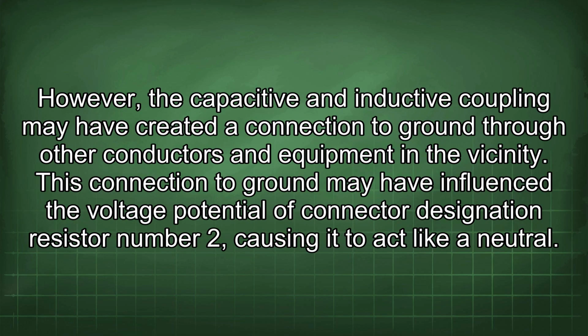When connector designation resistor number 2 was disconnected, it was no longer directly connected to the grounding system. However, the capacitive and inductive coupling may have created a connection to ground through other conductors and equipment in the vicinity. This connection to ground may have influenced the voltage potential of connector designation resistor number 2, causing it to act like a neutral.